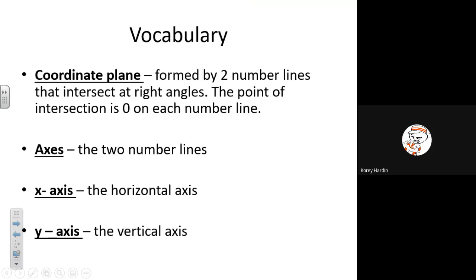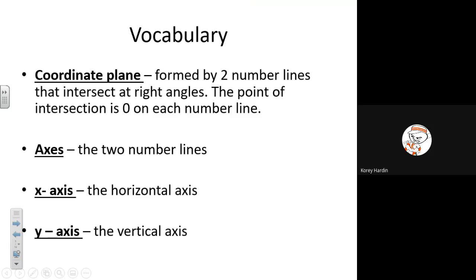The coordinate plane is formed by two number lines that intersect at right angles. The point of intersection is 0 on each number line. We talked about number lines a long way back. Remember, they go on forever, but we only see a snippet of it, or just a picture of it. Where 0 is, that's where the lines intersect. So then we have a coordinate plane where we can locate things on this big map, so to speak.